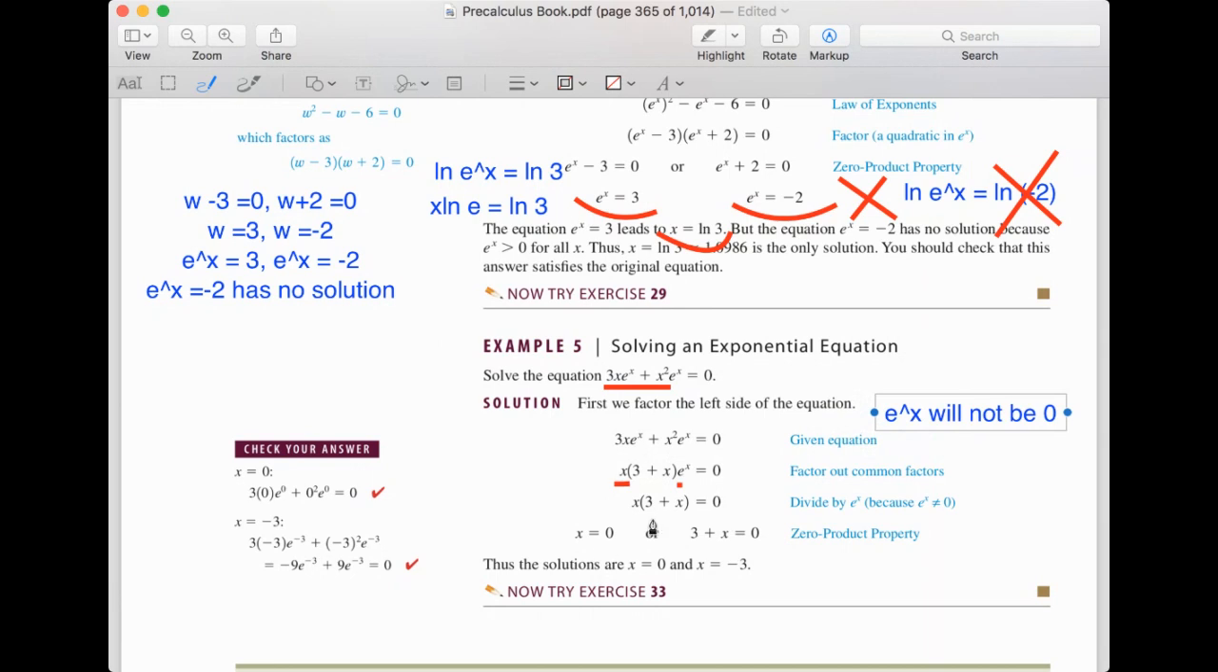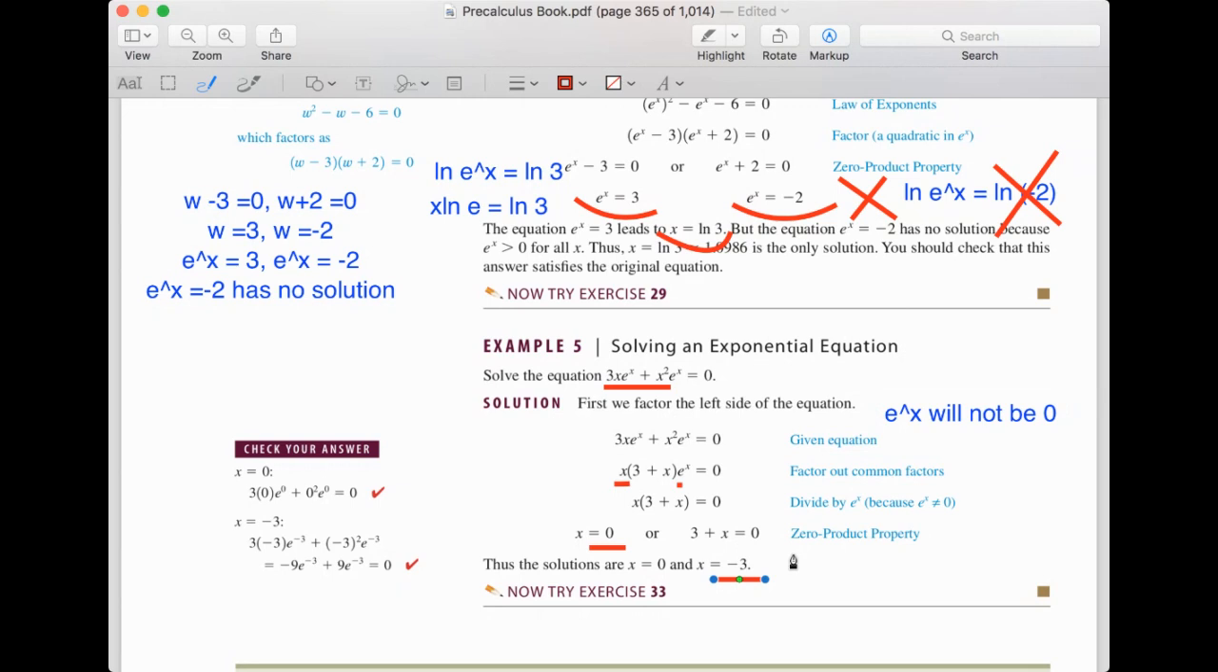We have x equals 0. 3 plus x equals 0. We solve this, so we have 2 solutions. We have x equals 0 and x equals -3. So for this equation, we have two solutions. Is it true for x to be 0? Is it true for x to be negative 3?